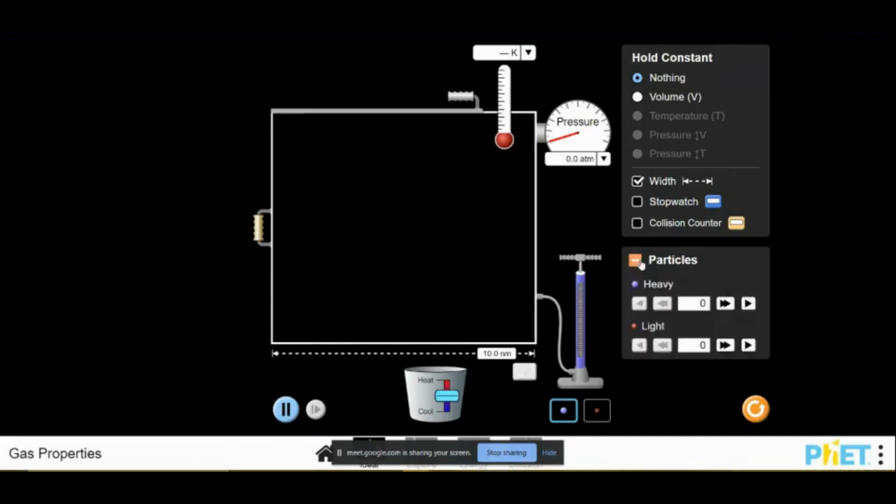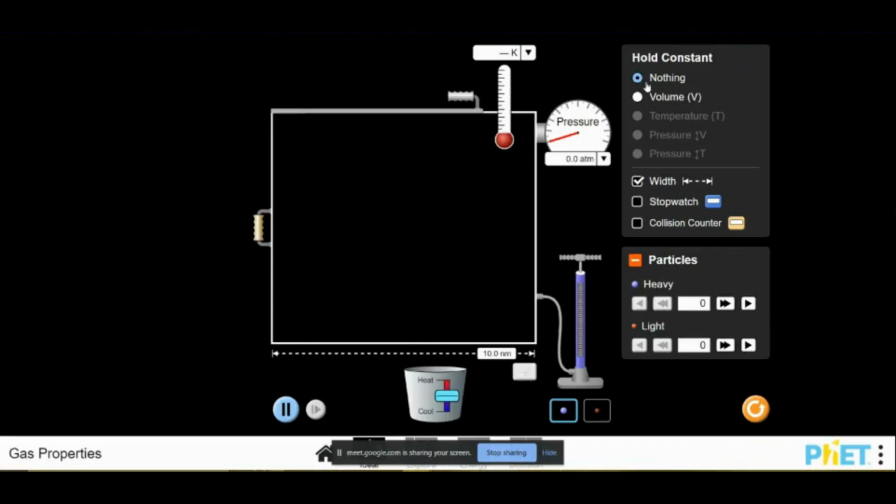This is a particle. There are two types of particle: heavy particle and light particle. Heavy particle is a large particle also. Light particle is a small particle. So today we'll do a Boyle's law experiment.